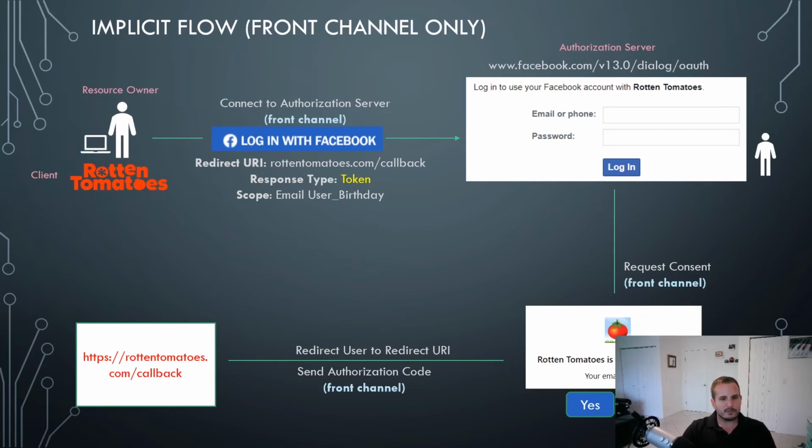And this also means there's no assurance that the access token wasn't intercepted somewhere, because now this is all occurring in the front channel. So just know, again, this may or may not be as relevant to you, but know that there is a front channel and a back channel for an OAuth workflow.